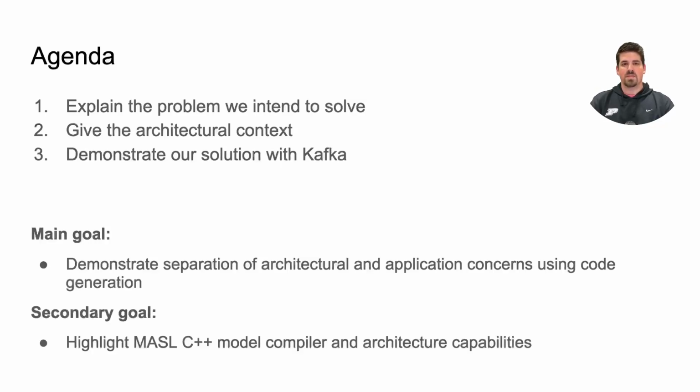My main goal for this presentation is to give a good example of separation of architectural and application concerns using code generation. A secondary goal is to highlight the MASL C++ architecture and model compiler. This is a free and open source software architecture and model compiler that has seen some serious improvements in the last 6 months. So if you're interested in that, keep paying attention.